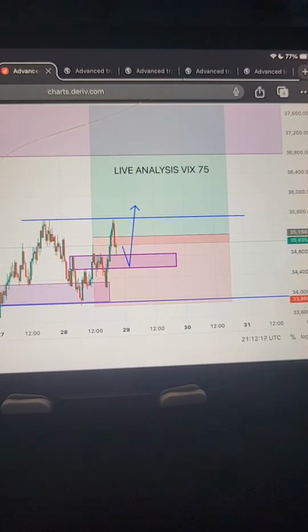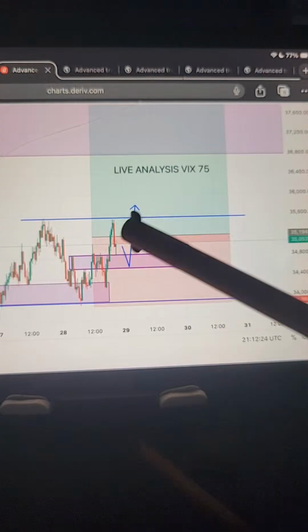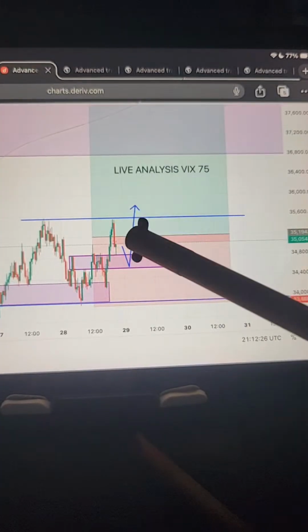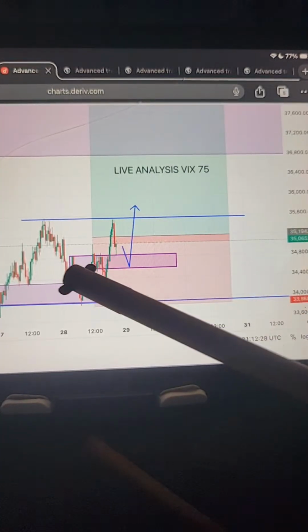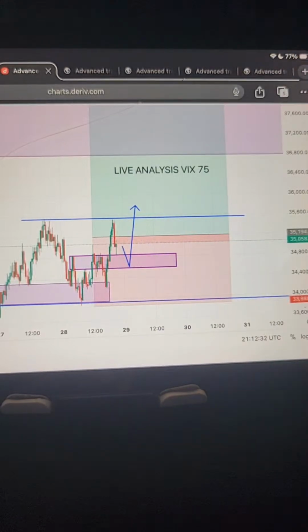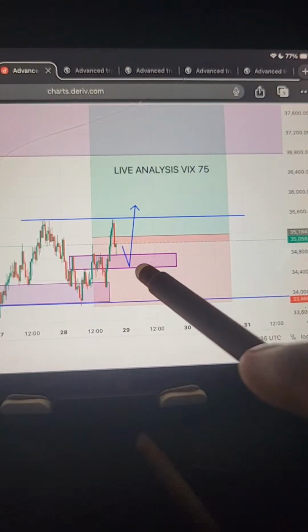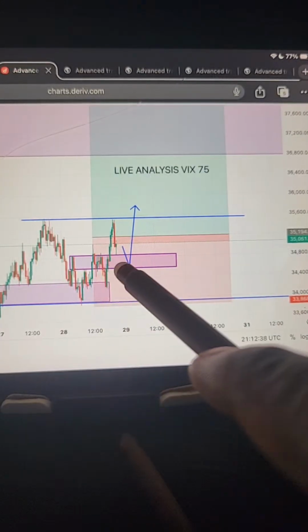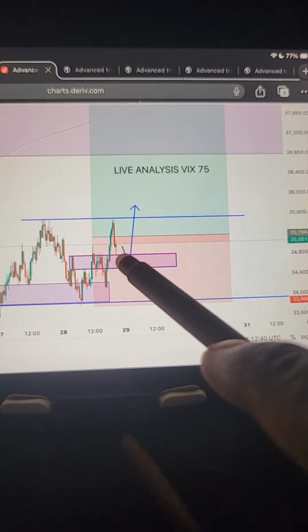Yes, you can still enter this trade on VIX 25. In fact, price has really given me that pullback that I was expecting. Price has pulled back to that zone that I marked out already. As you can see, it's not as if I'm doing everything live here. This is live, no bluffing. Price did that pullback to that zone, and price is already reacting from that zone.